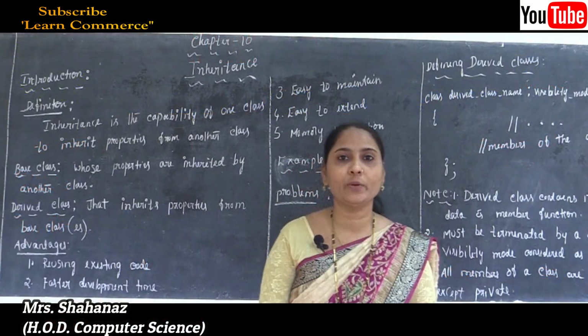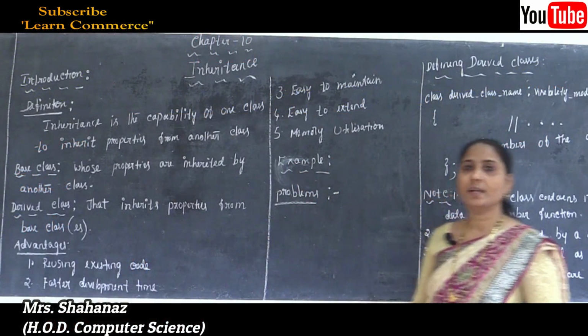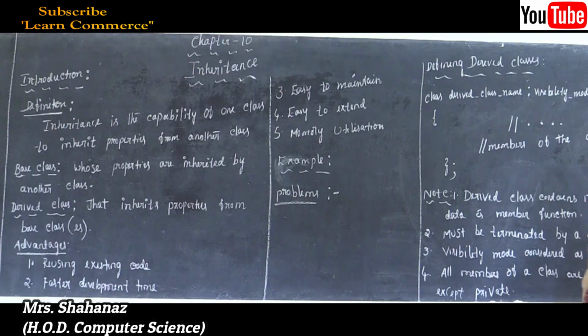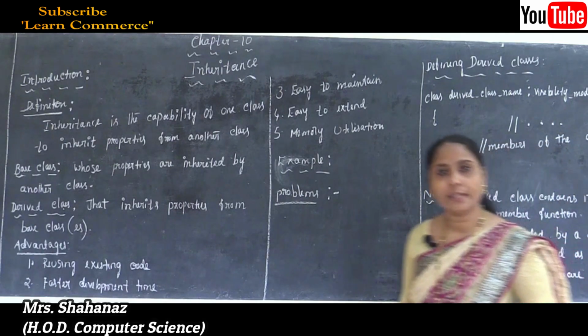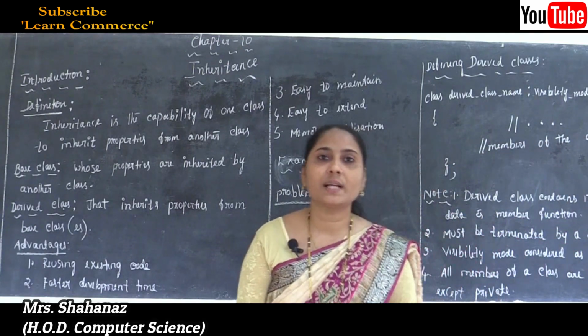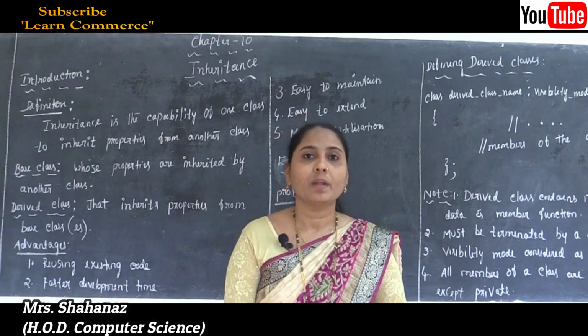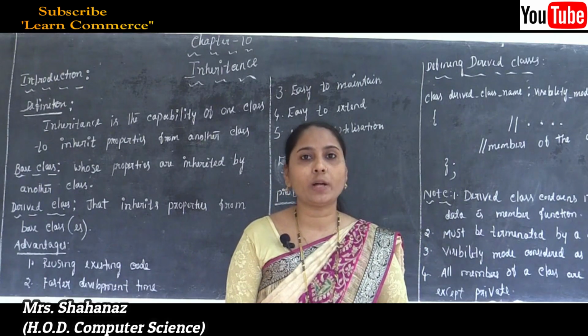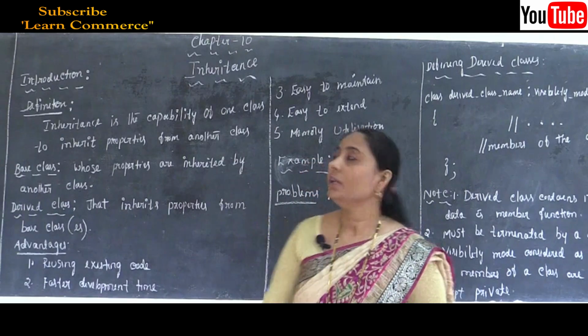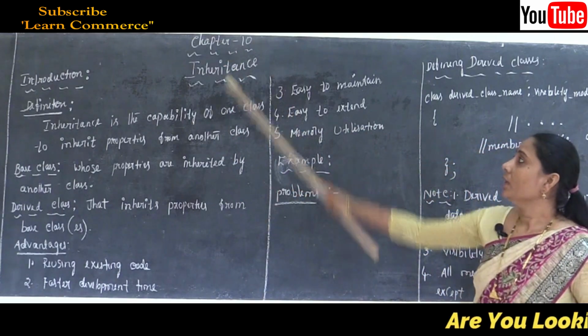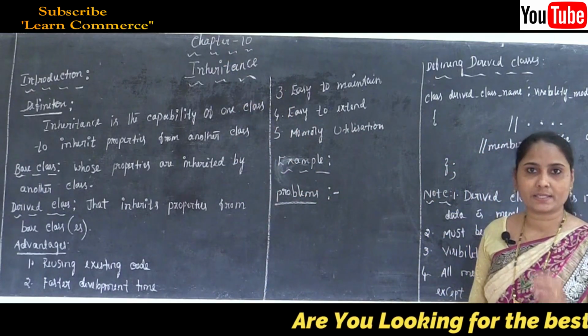Welcome to our second PU Computer Science online classes. In the last class we already completed chapter 9, constructor and destructor. Today we are going to complete a new chapter, chapter 10, the name of the chapter is inheritance.